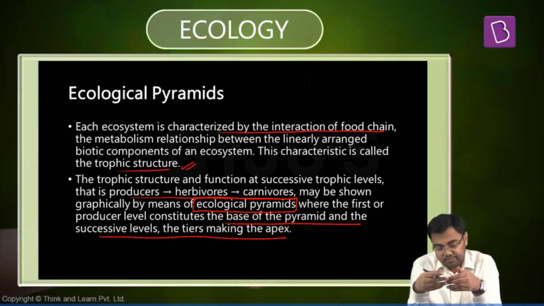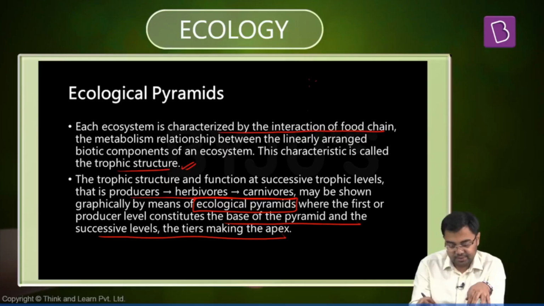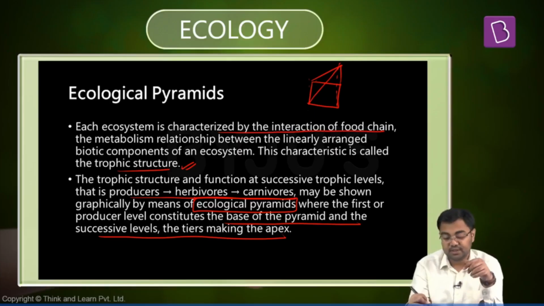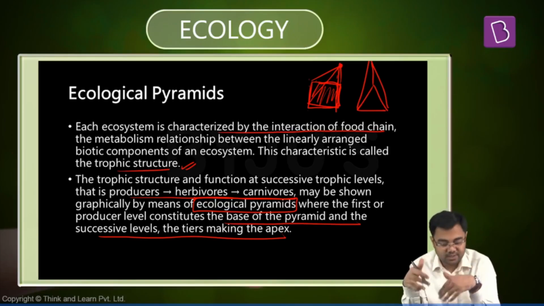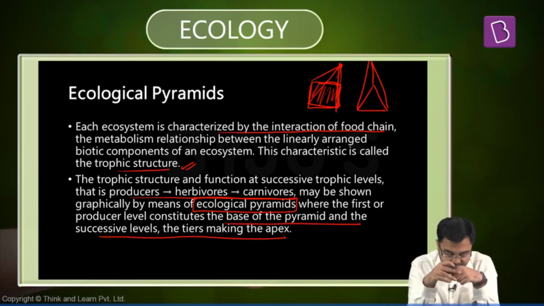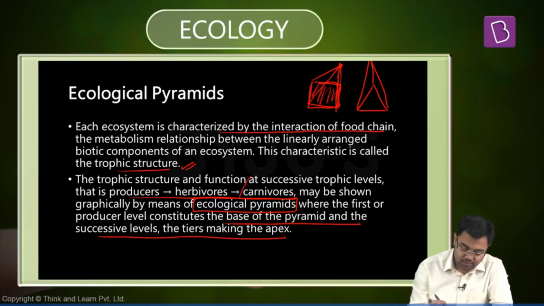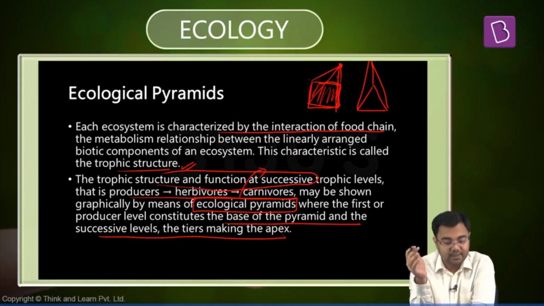So first of all, what is a pyramid? Pyramid basically is any shape that has an apex and has a base. So you can say that this is a kind of a pyramid where there is an apex and you have a base at the bottom. Normally whenever we make a pyramid, we see it as having a triangular shape with a base and then an apex at the top. So ecological pyramids basically show us the trophic structure and function at each successive trophic level.